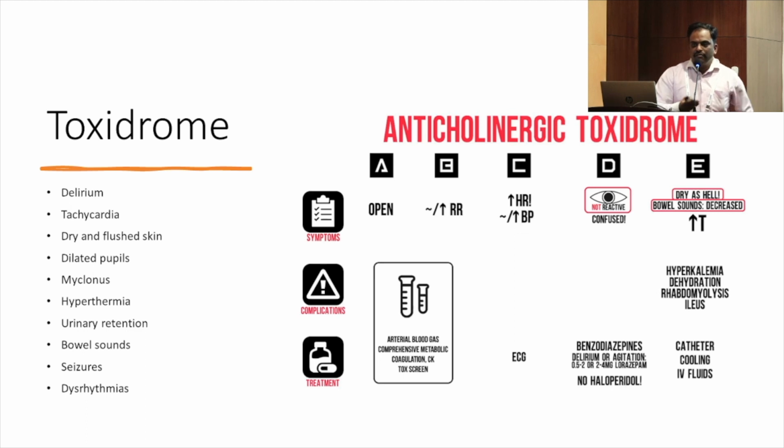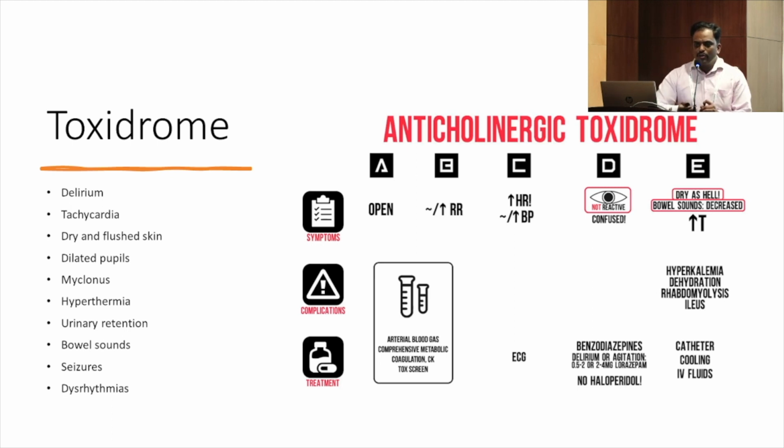So again, if you want to see it as A, B, C, D, E: airway might be open because secretions, everything is dried, so the airway might not be compromised. But in breathing, there might be tachypnea. Circulation, you will have increased heart rate and also increased BP. Disability, mainly your pupil size will be increased and at the same time the patient will be completely confused. And extras, everything will be dry.